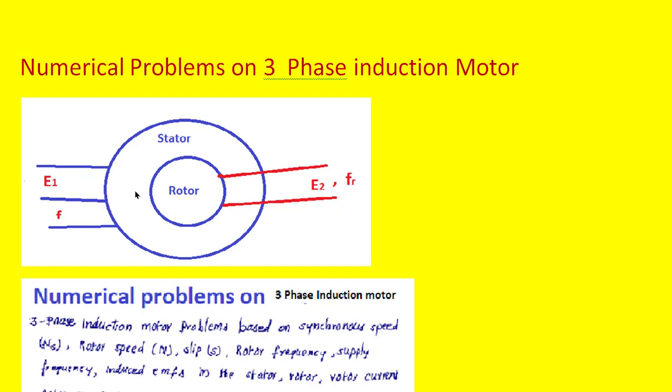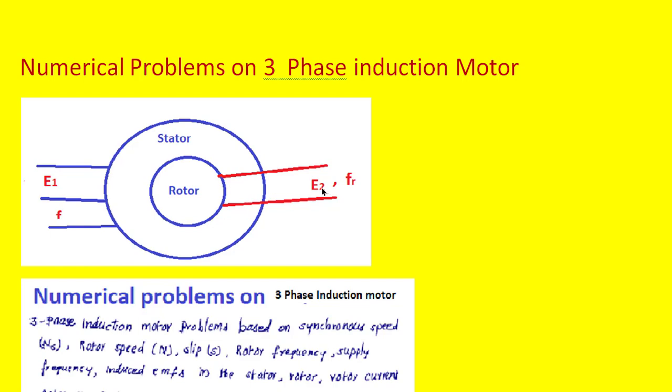When the supply is given to the stator winding, it produces a rotating magnetic field which rotates around the air gap which is between the rotor and the stator core. And then that flux links with the rotor. Due to the transformer action, there will be an induced EMF in the rotor winding.